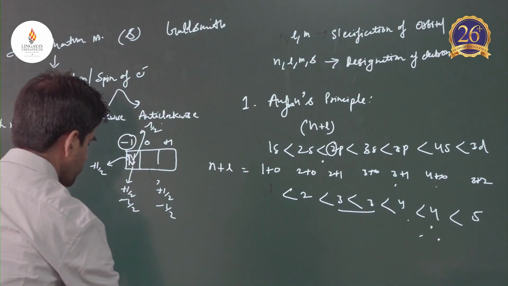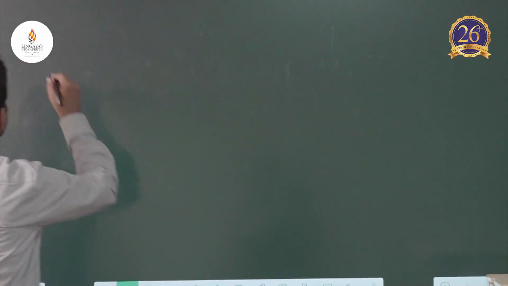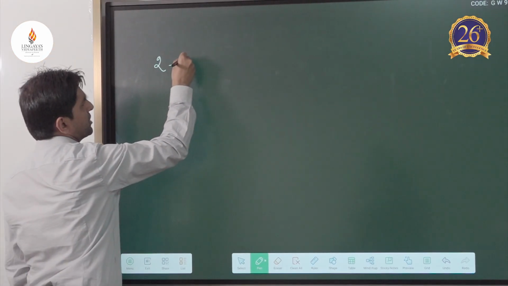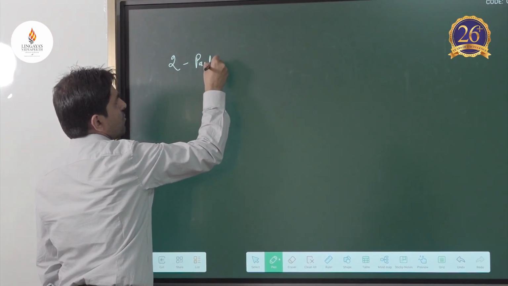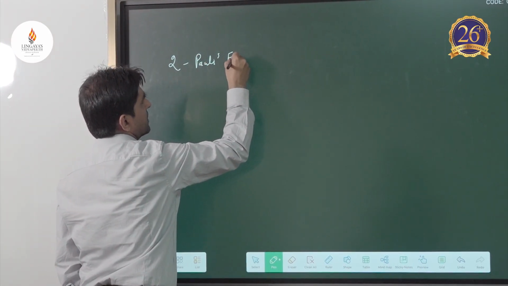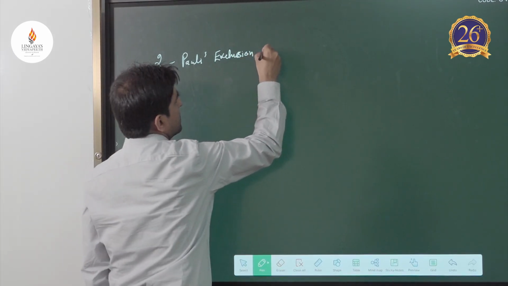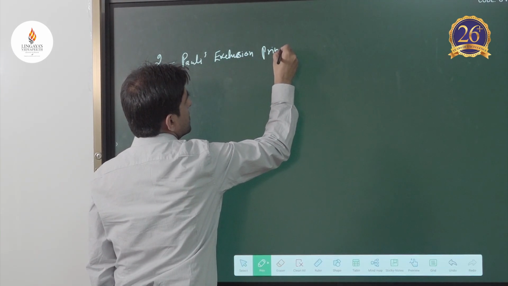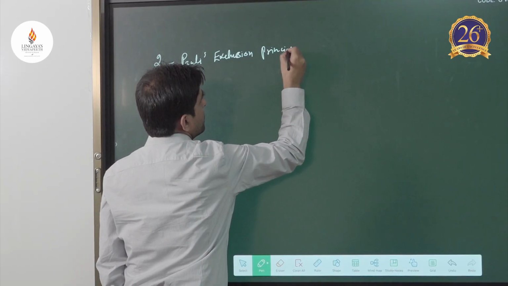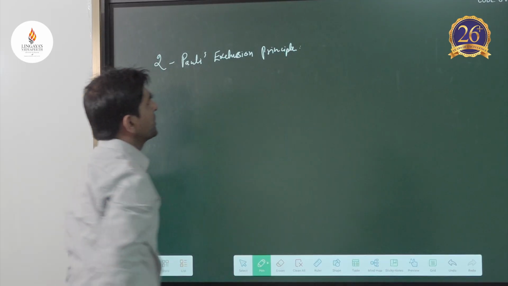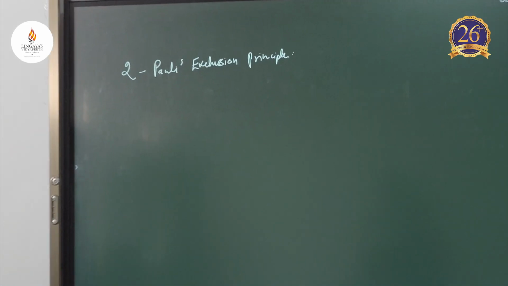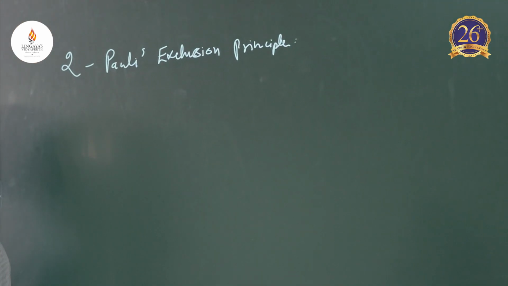Now the second rule is Pauli's exclusion principle. What it tells us is that no two electrons can have the same set of four quantum numbers.